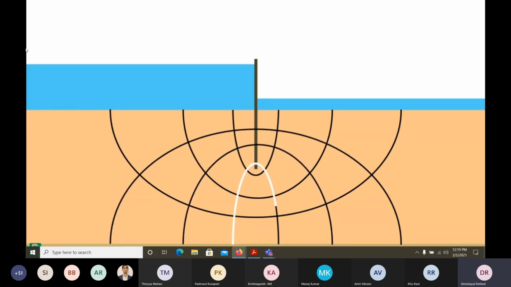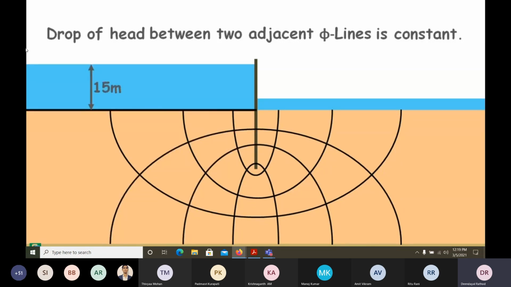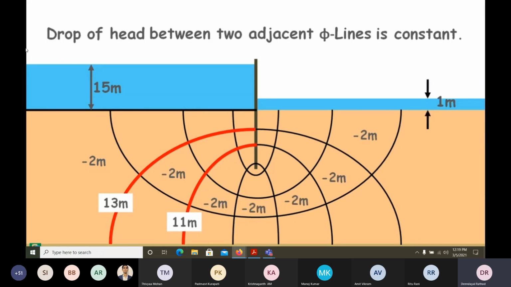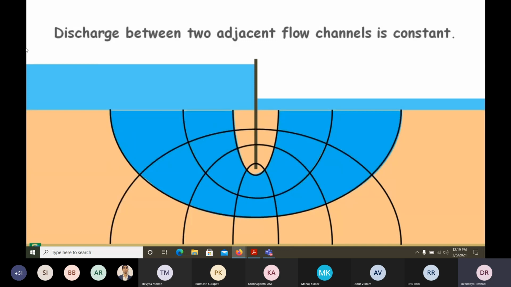These equipotential lines are drawn in a way that drop of head or loss of head between two adjacent equipotential lines is constant, which means if head at the first equipotential line is 15 meter and after the first equipotential line that head has dropped by 2 meter, so next drop in head should also be 2 meter, and so on. Also, the discharge between two adjacent flow channels is constant.